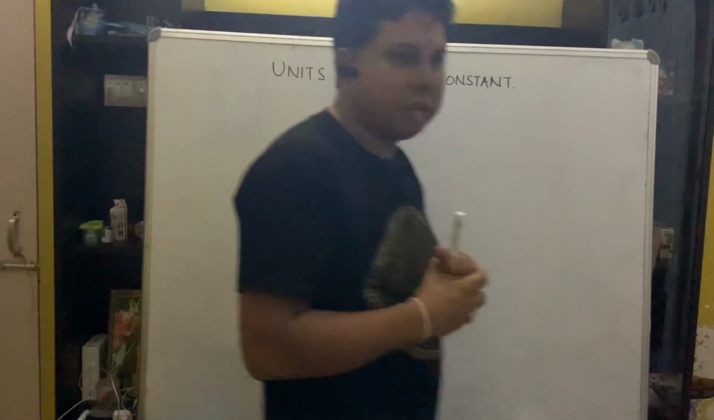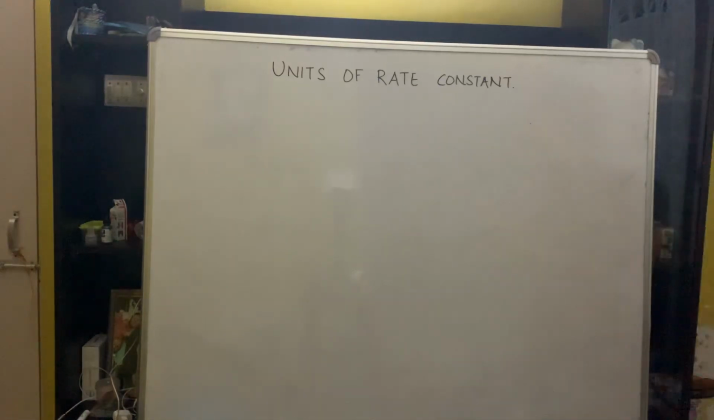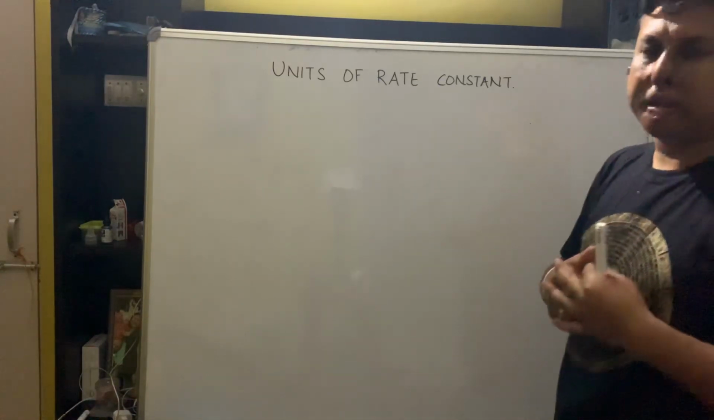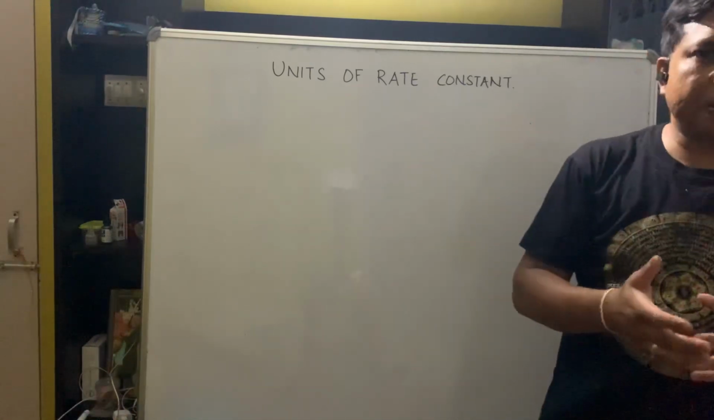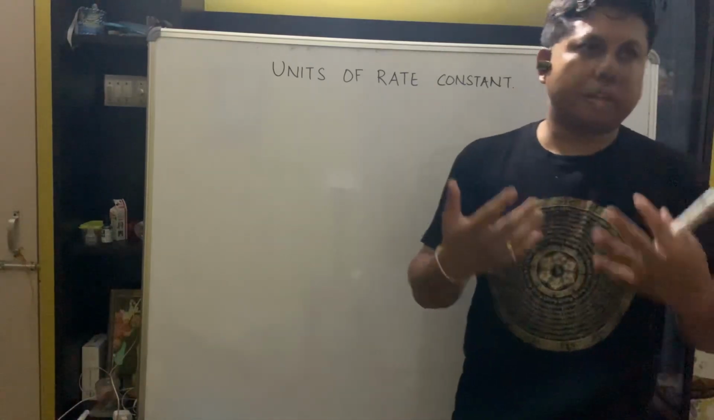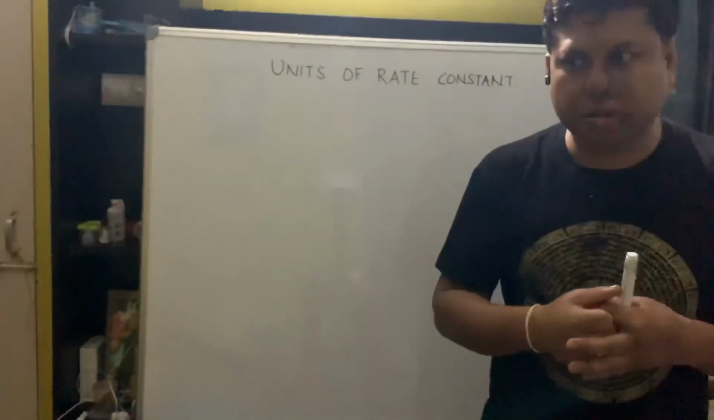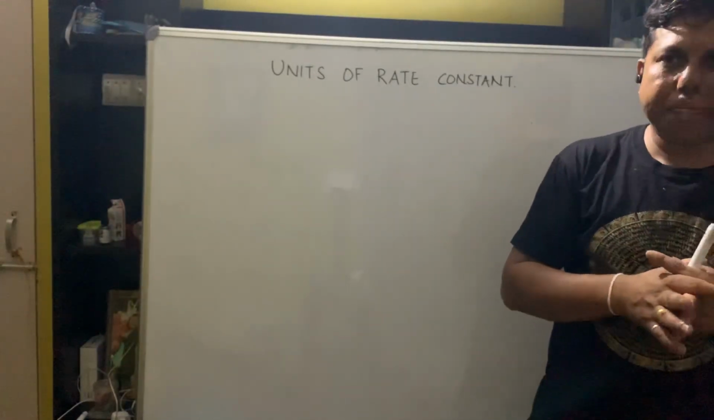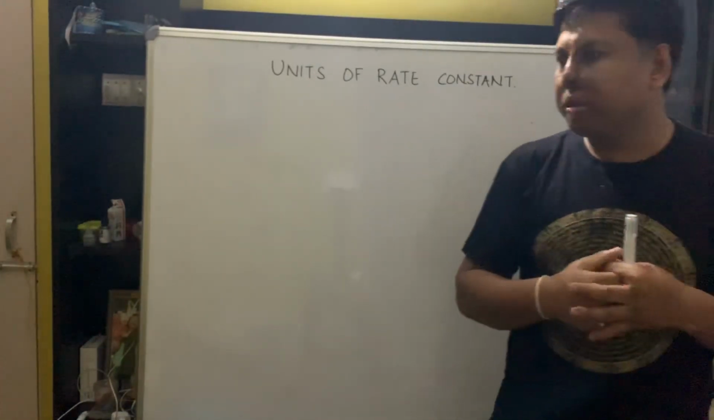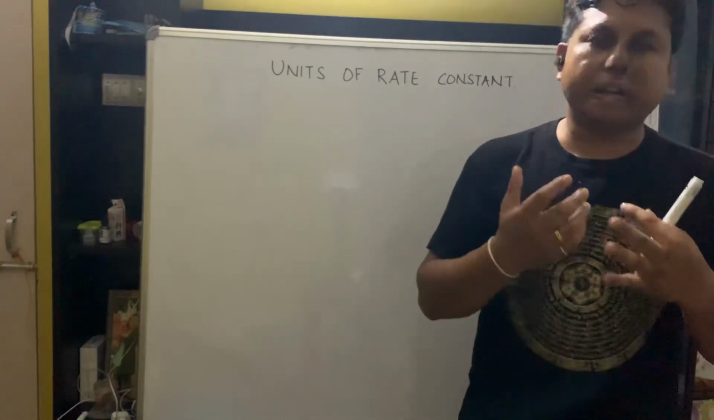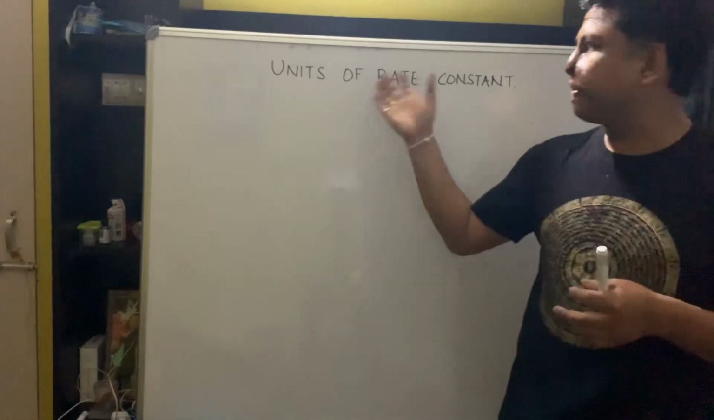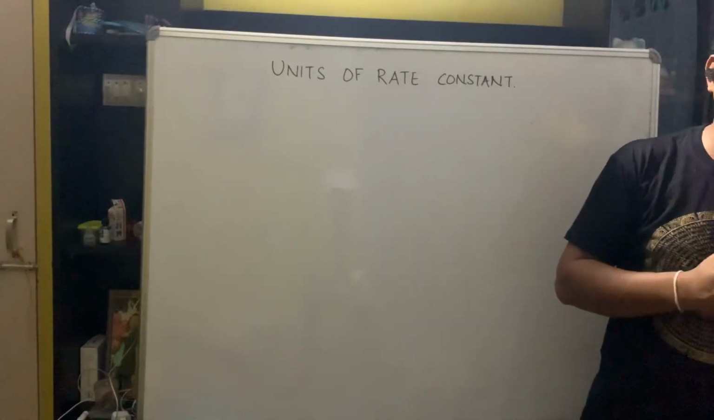So hello students. In the third part of our lesson, we defined the order of a reaction. We differentiated between the order of a reaction in terms of the law of mass action and a rate law expression. Today we are going to derive the rate expression and the units of the rate constant for different order reactions.